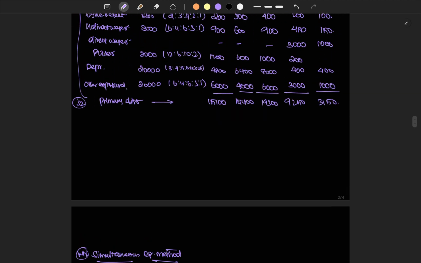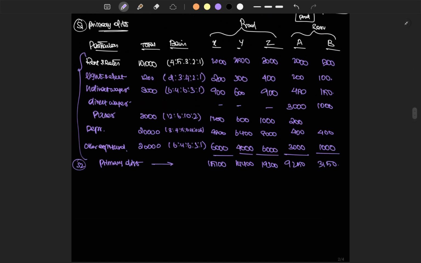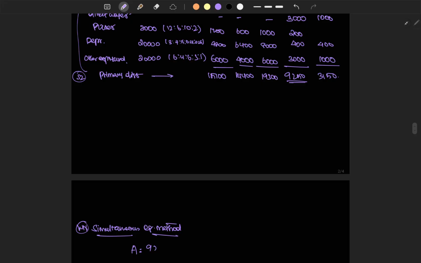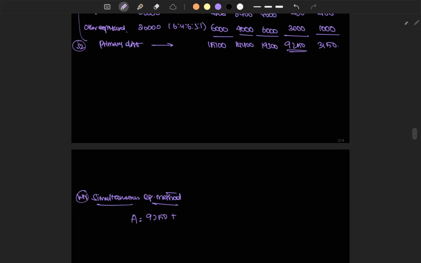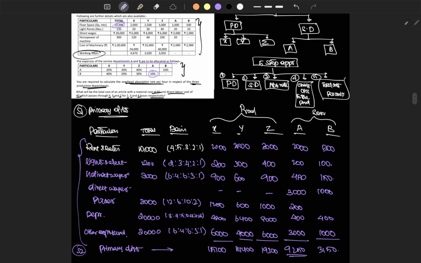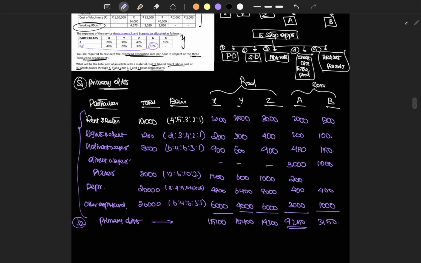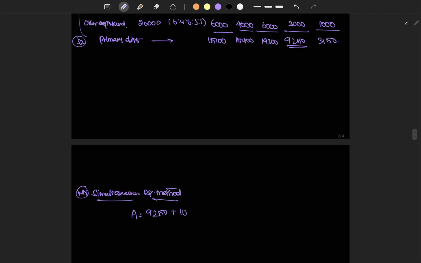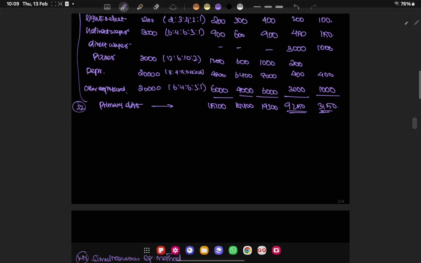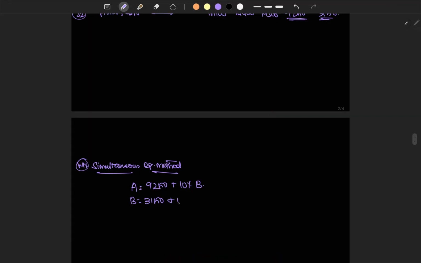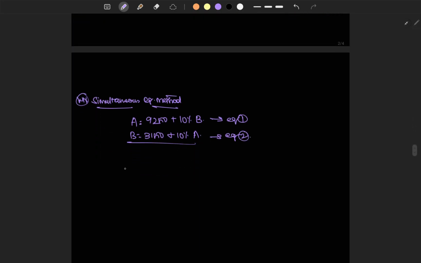So what they are saying, A is equal to what we got here, 9,250 plus 10% of B. B is equal to 3,150 plus 10% of A. Right, so these are all the equations we have. Equation 1, equation 2.